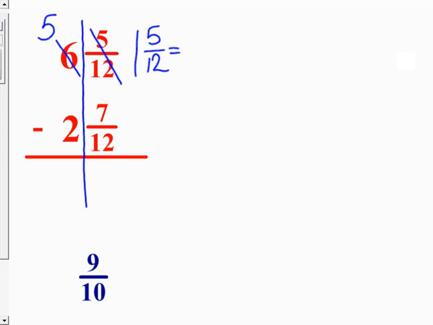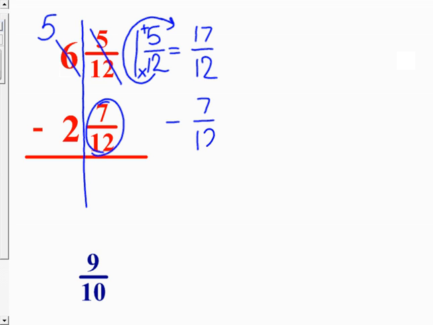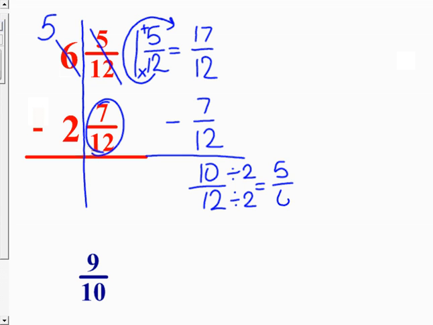Change that to an improper fraction. 12 times 1 is 12, plus 5 is 17. So we get 17/12, and I like to rewrite this part under it. So I'm going to rewrite this, minus 7/12, and that's going to give me 10/12. 10/12 I can simplify because both of those can be divided by 2 to give me 5/6.